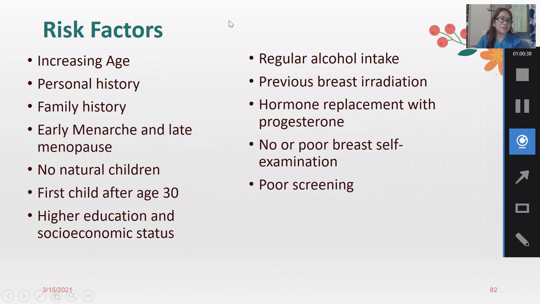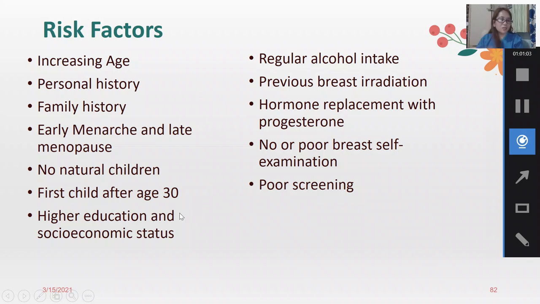Risk factors for breast cancer: increasing age, pag tumatanda na, personal history. Ano ba yung personal history ni client? Ano ba yung lifestyle ni client? Okay? Family history. May history ba of breast cancer? Sobrang early nagkaroon and late menopause? No natural child? First child after 30? Oh, girls, alam nyo na ha.